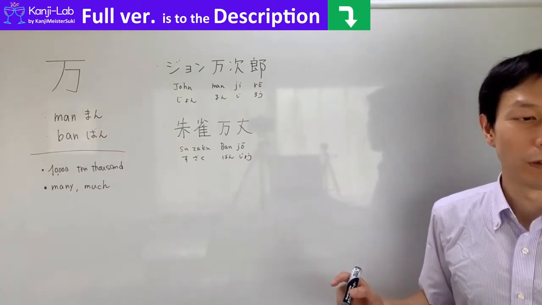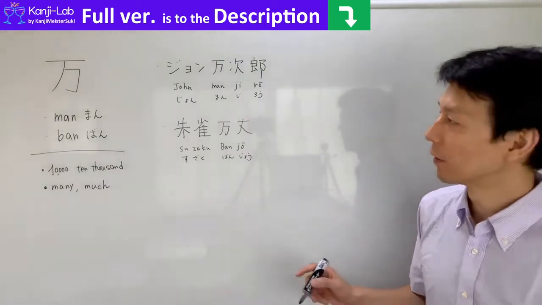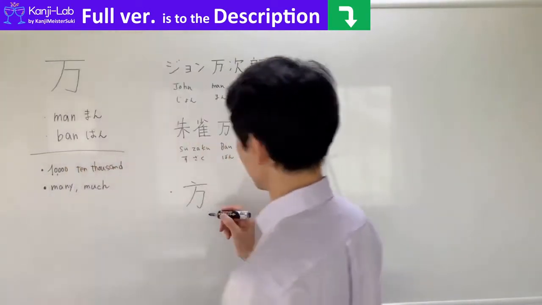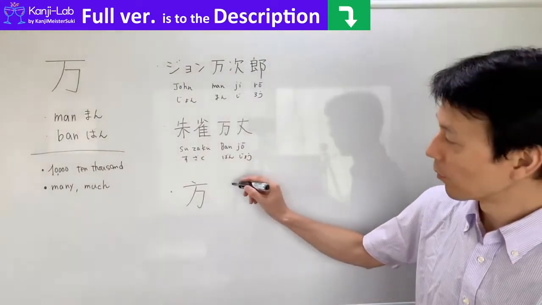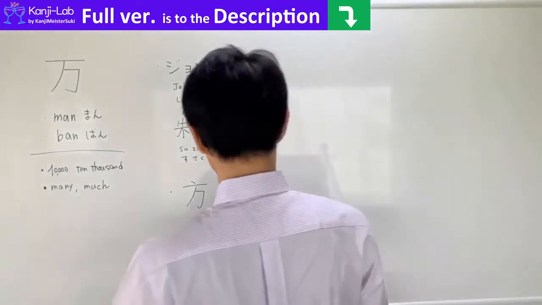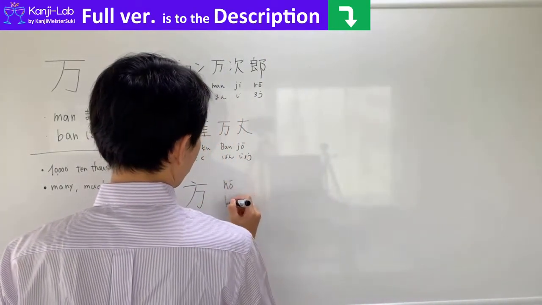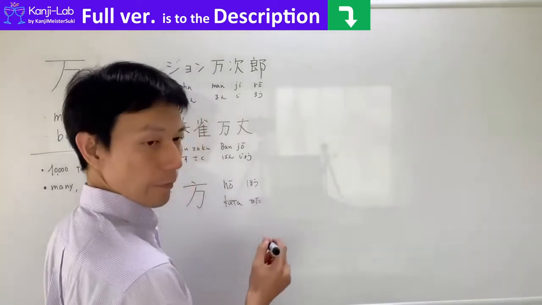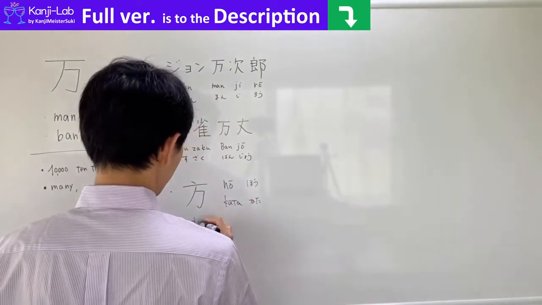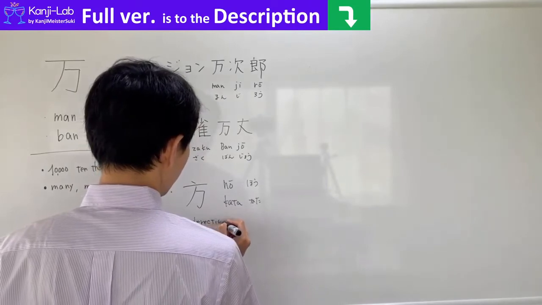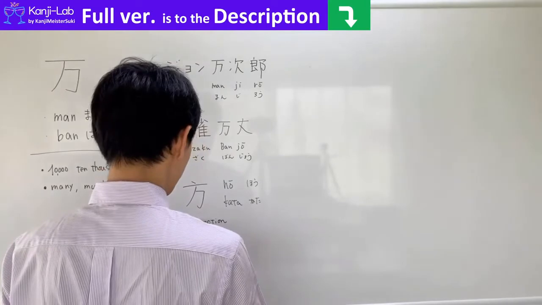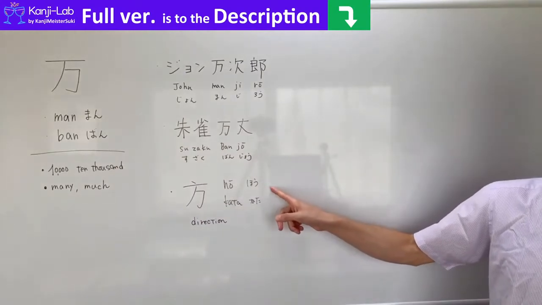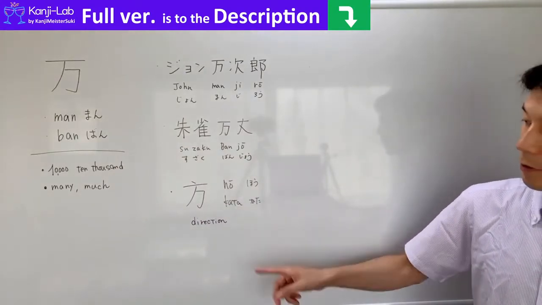And finally, here are some kanji that are similar to man. Ho. It is ho, as in kata. It means direction.